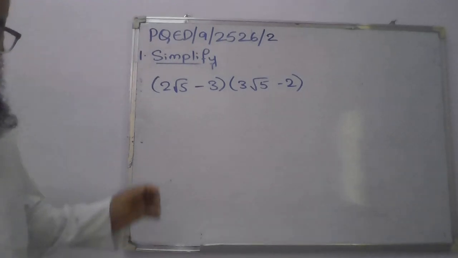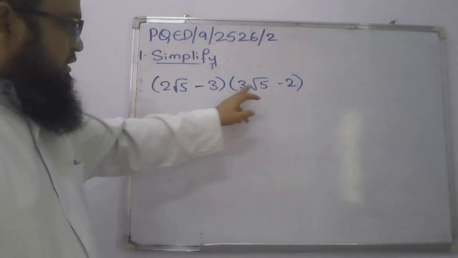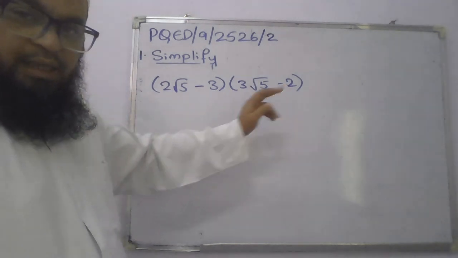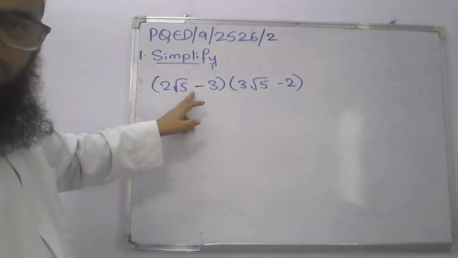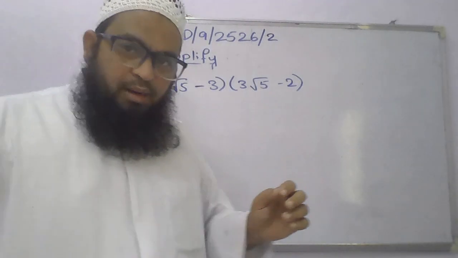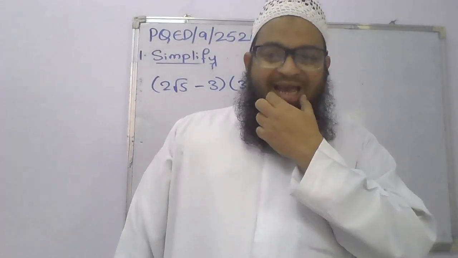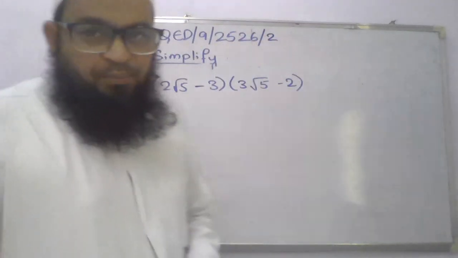The second problem of the first bit is (2 root 5 minus 3) times (3 root 5 minus 2). In the given PQED problems, it is written 2 root 5 plus 3. Okay, so I have changed it to minus so that I can explain to you the concept where you have a negative sign.